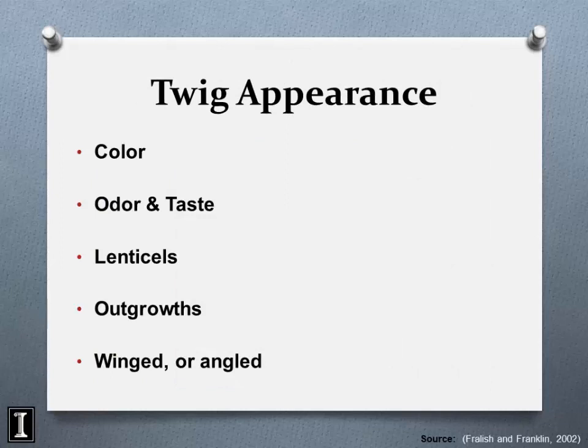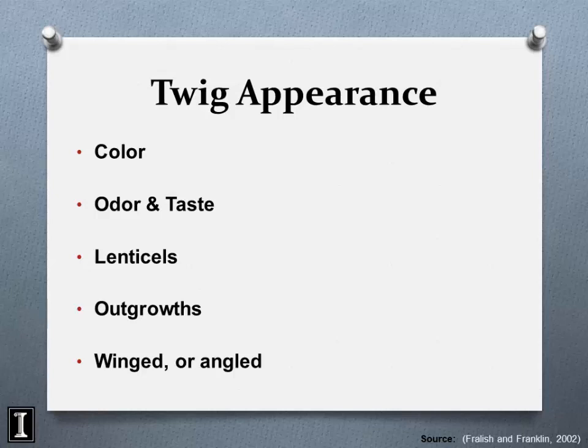Other things we can use: color, odor, taste. What's a classic example of an odor or taste twig? Sassafras, cedar, yeah. Black cherry has a very astringent, bitter almond smell to it. You're familiar with wafer ash or common hop tree, very pungent smell. Yellow birch is very fragrant, with a wintergreen smell when you crack open its twig. So odor, taste, things like that can be very helpful.